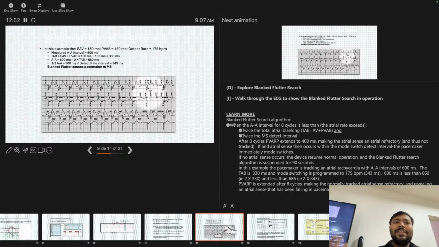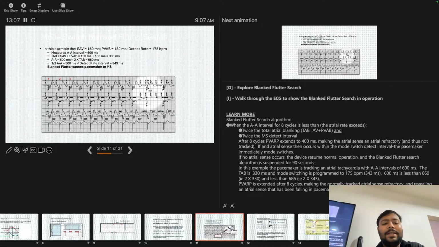If the PVARP is increased, the other flutter beat will fall in the refractory period. If it is falling in the refractory period, then the other atrial beat will come in a very short interval, so then the device will switch into mode switch. Exactly the same thing happened here, sir. I will show you here.